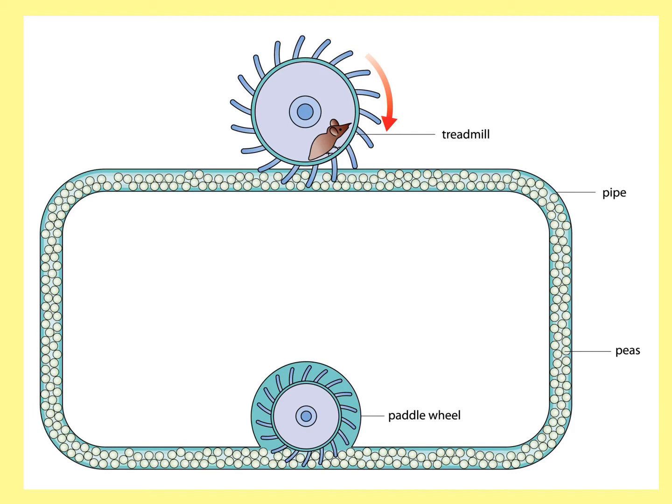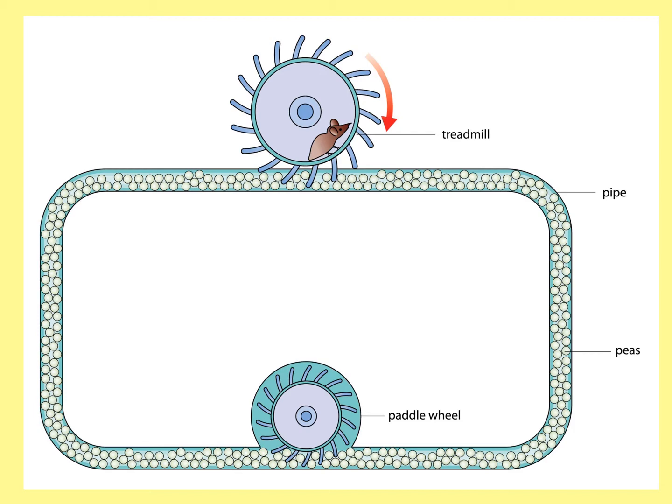Just a quick recap of the model. The model of this one looks like a pipe with some peas in it. There's a treadmill at the top and a paddle wheel at the bottom. As the hamster runs in the treadmill, he pushes those peas around. He gives energy to the peas, and all the peas move in the pipe. They all sort of move together. And as the peas move around the pipe, they push the paddle wheel at the bottom, and the paddle wheel turns round. You could say that the peas give energy to the paddle wheel, and then the peas carry on moving.